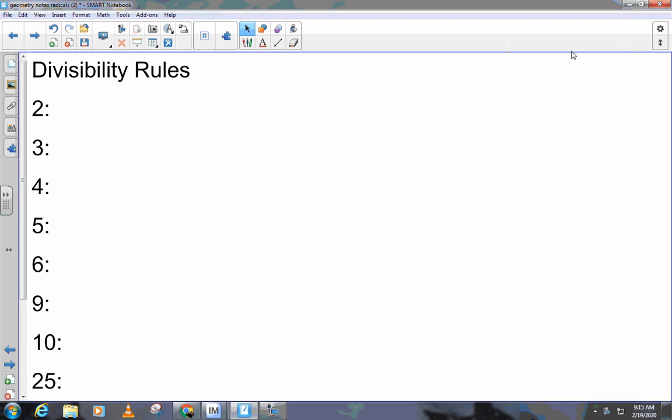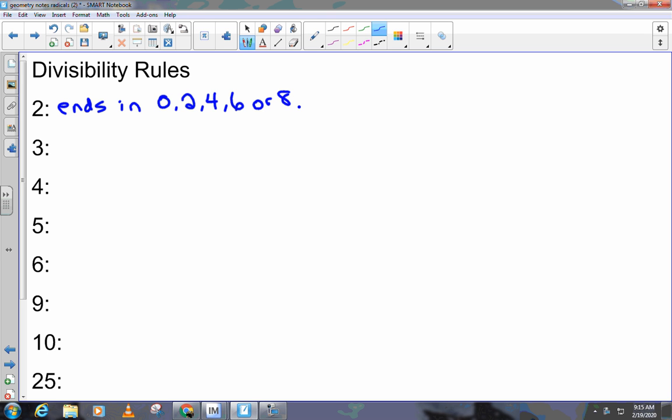Okay, so we're talking about divisibility rules. When you say that something's divisible by something else, that means that it will divide into there evenly with no remainder. So, a number that's divisible by 2, we said, is even, or it ends in 0, 2, 4, 6, or 8. Does anybody know the divisibility rule for 3?